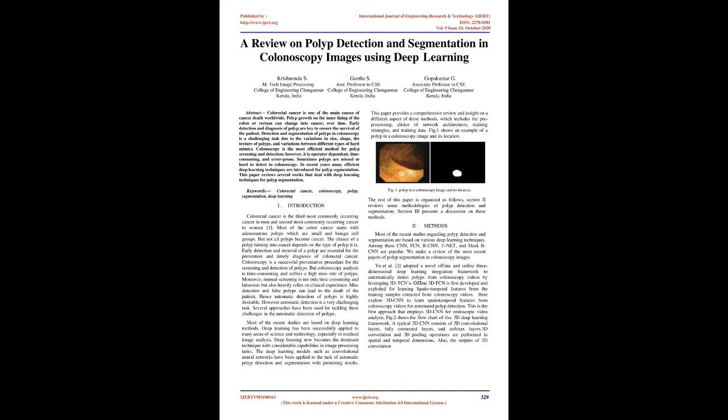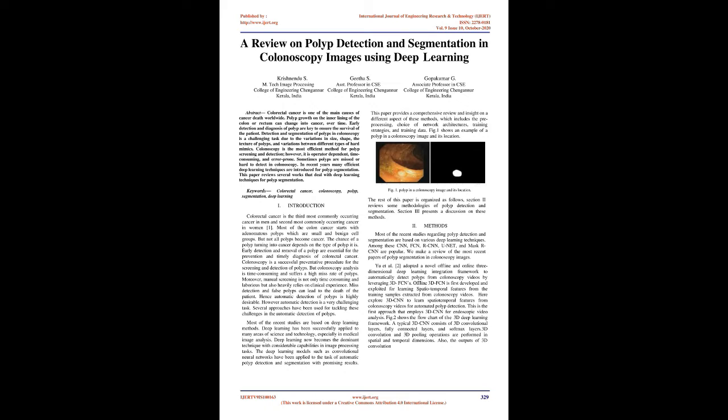Several approaches have been used for tackling these challenges in the automatic detection of polyps. Most of the recent studies are based on deep learning methods. Deep learning has been successfully applied to many areas of science and technology, especially in medical image analysis. Deep learning has now become the dominant technique with considerable capabilities in image processing tasks. Deep learning models such as convolutional neural networks have been applied to the task of automatic polyp detection and segmentation with promising results. This paper provides a comprehensive review and insight on different aspects of these methods, which includes the pre-processing, choice of network architectures, training strategies, and training data.